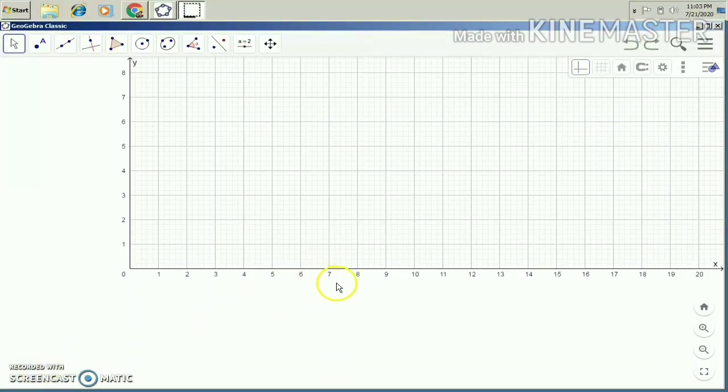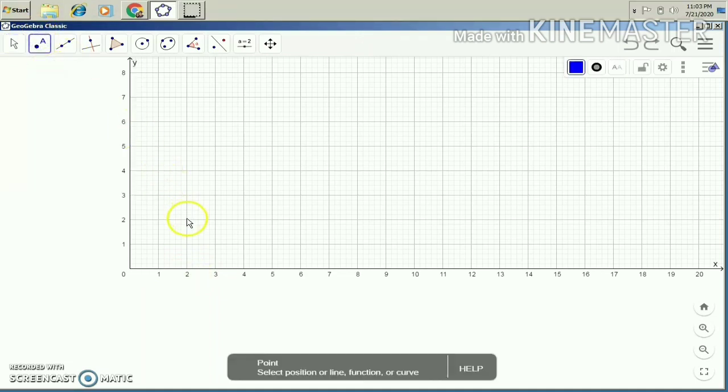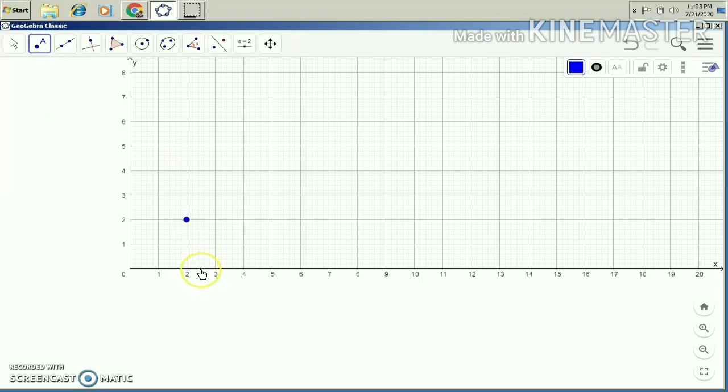So in the Cartesian plane, this is the x-axis, this is the y-axis, and this is the point of intersection, the origin. And if we want to plot any point, firstly we'll move towards the x-axis, then we'll move towards the y-axis. Suppose we want to plot the point (2, 2), then I'll move 2 steps towards the x-axis, then 2 steps upward on the y-axis. We'll mark the point over here. So this is (2, 2).